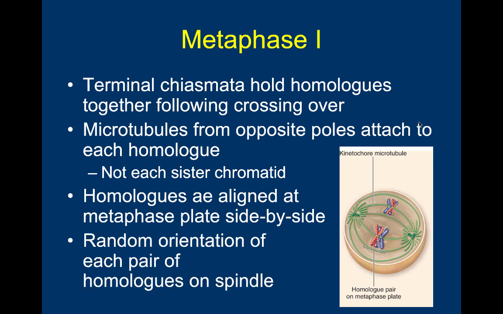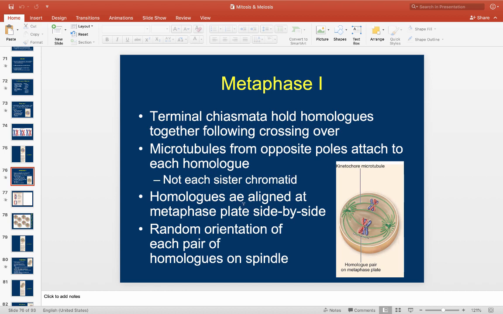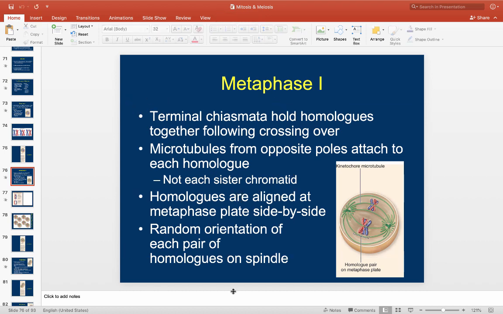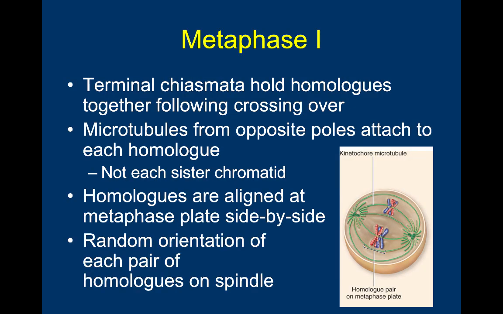And again, this is where that random aspect of the independent assortment takes place, because the way we line up those chromosomes on the metaphase plate is entirely random. So in this particular instance, we have chromosome 1, mom's on the left, dad's on the right. Chromosome 2, dad's on the left, mom's on the right. But we could do it any other possible way.